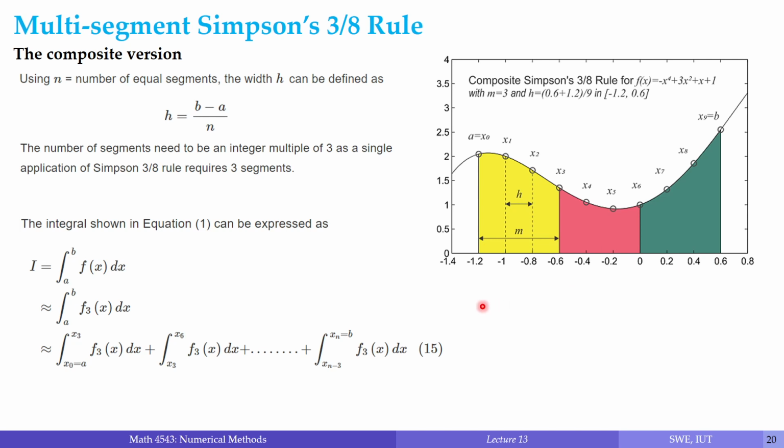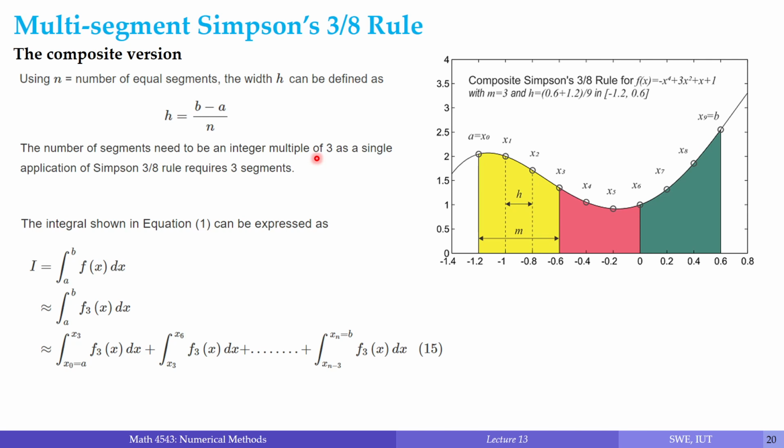So let's try to derive the formula in the general case. This obviously goes from x0 to x9. We are using 9 segments, right? So let's see what the formula becomes when we use n segments. Another obvious observation is, since for the non-composite version of the Simpson's 3 by 8 rule we use three consecutive segments, for the multi-segment Simpson's 3 by 8 rule, whatever value of n that we choose has to be a multiple of 3. That has to be divisible by 3.